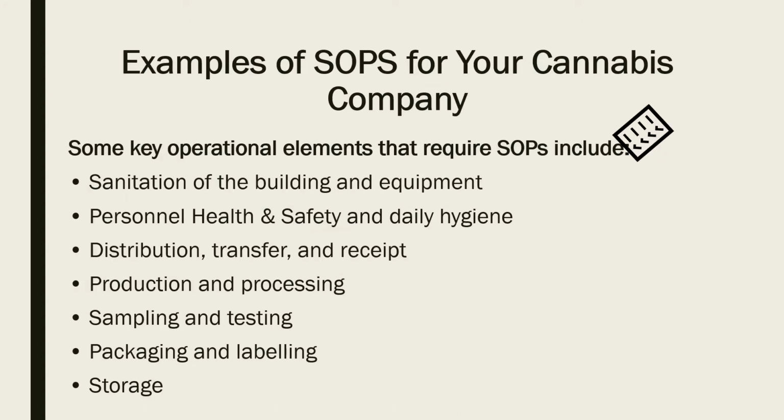Here are some examples of areas that you will need your SOPs for. These are key operational areas and elements of your quality management program: sanitation of the building and sanitation of equipment, personnel, health and safety and daily hygiene, distribution, transfer, and receipt of cannabis and cannabis products, as well as other ingredients, production and processing, sampling and testing, packaging and labeling, storage, among many others.